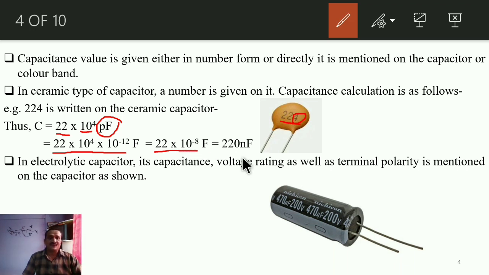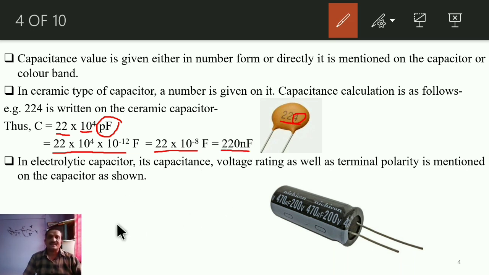Now in standard form, the same we can write as 220 nanofarad. Nanofarad means 10 raised to minus 9, correct? So as it is 22 into 10 raised to minus 8, the same we can write as 220 into 10 raised to minus 9 farad. 10 raised to minus 9 farad means nanofarad. So that's why the value is 220 nanofarad.